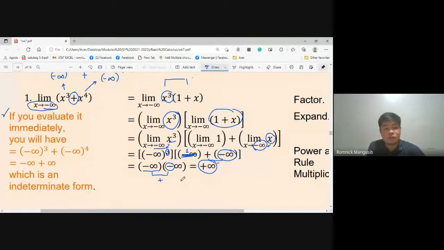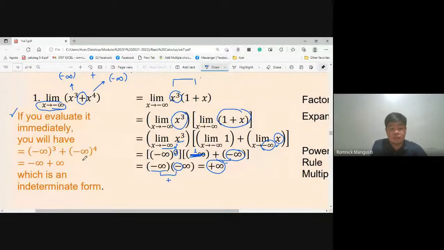Sa madaling salita, parang nawala ka kasi hindi ka nag-inspect, so hindi mo alam kung anong gagawin mo, no? Kaya ang sinabi ko dito, if you're going to evaluate it immediately, you will have this telling you now this is an indeterminate form. Kaya nagkaroon na tayo in the solution, lumabas ang positive infinity.